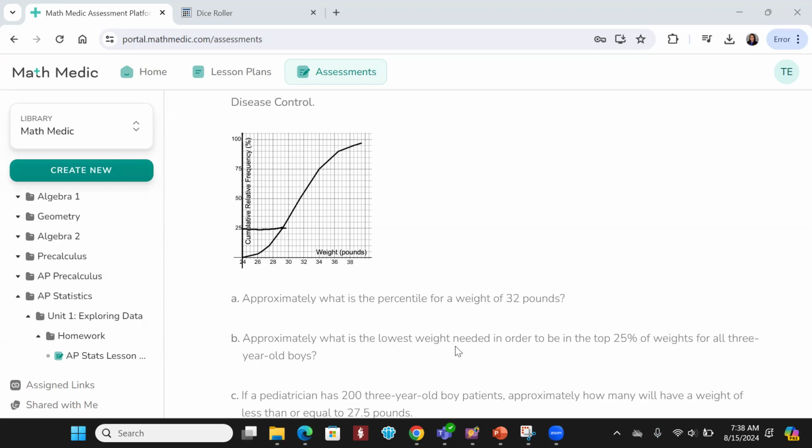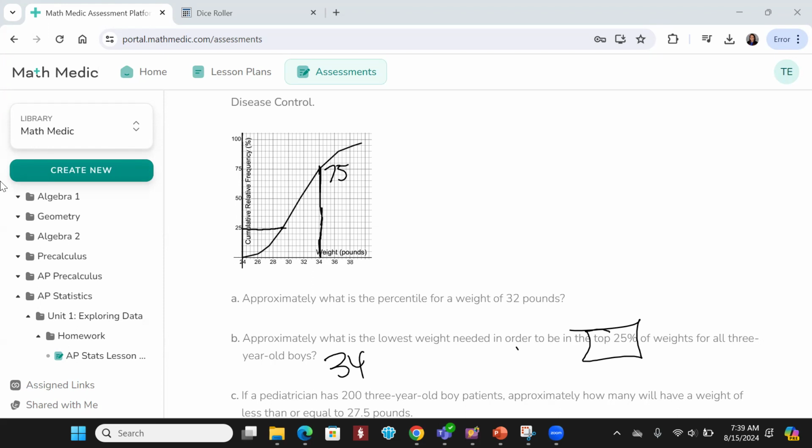Okay, approximately what is the lowest weight needed in order to be in the top 25% of weight for all 3-year-old boys? What was it at the 75? Oh, I'm sorry. Reading is fundamental. I was wondering why that doesn't work. This is the 75th percentile because it says top 25. I can read, I promise. Okay. So that's going to be 34 pounds, because that's the number that's down at the bottom.